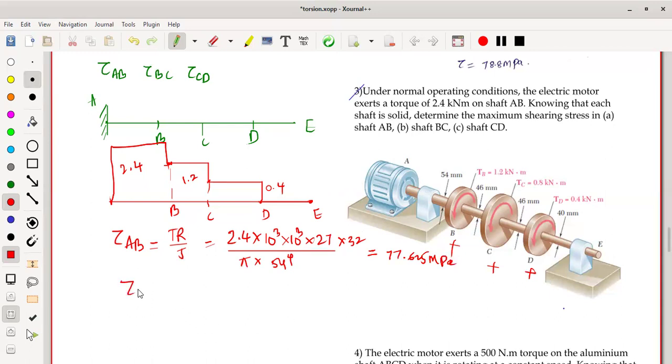So the same thing. For BC also you have to calculate like that only. For CD also you have to calculate like that. So coming to BC, here it is 1.2. So 1.2 into 10 to the power of 3 into 10 to the power of 3. This 10 to the power of 3 is for Newton, and this 10 to the power of 3 is for meters. Multiply the radius, which is 46 by 2.